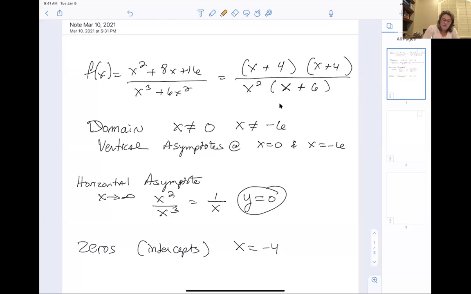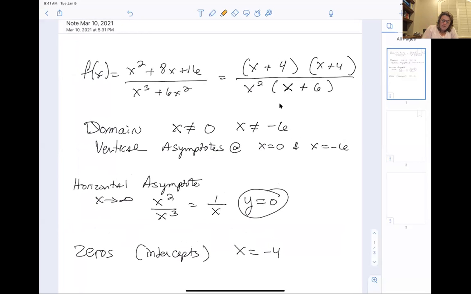Okay, so I took the original function and factored the numerator and the denominator. We need to determine what's in the domain, and that is all values except x cannot equal 0 and -6. The reason is that at those locations, the denominator is 0. When x is equal to 0 or -6, I have a number in the numerator, so I know those are actual vertical asymptotes. So I have vertical asymptotes at 0 and -6.